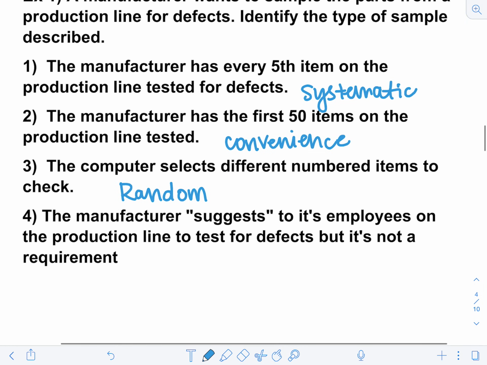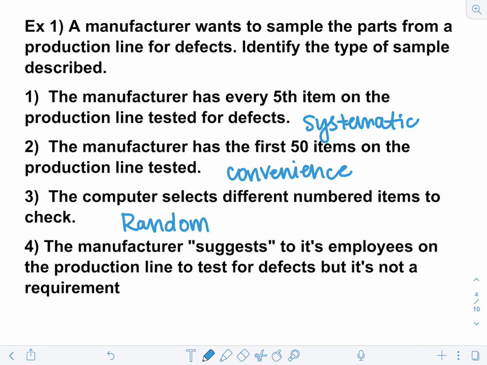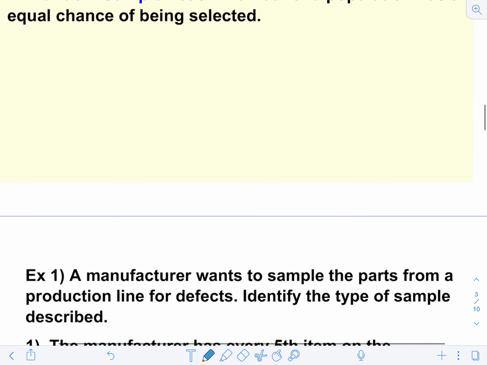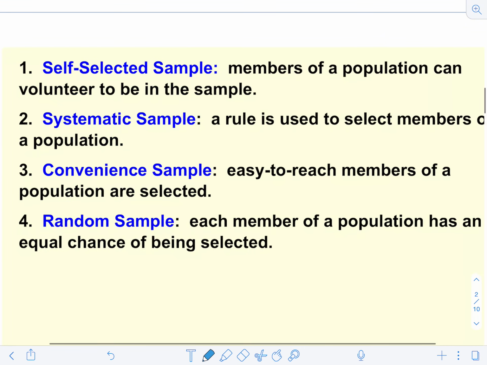And then lastly, the manufacturer suggests to its employees on the production line to test for defects, but it's not a requirement. Because it's up to the employee's discretion and they can volunteer to test their items, we're going to call this one self-selected.